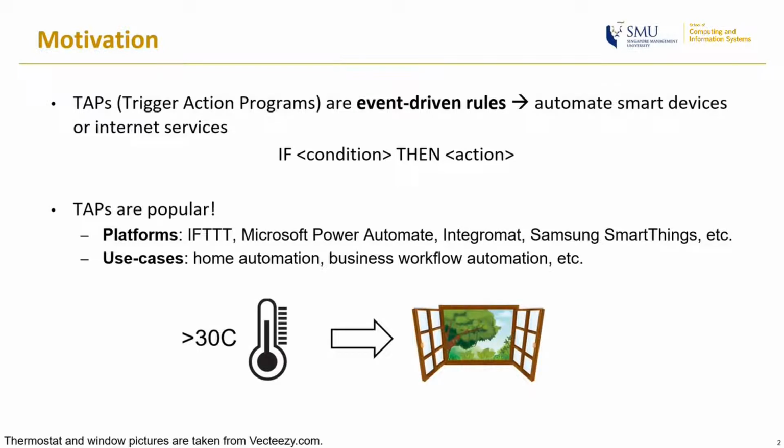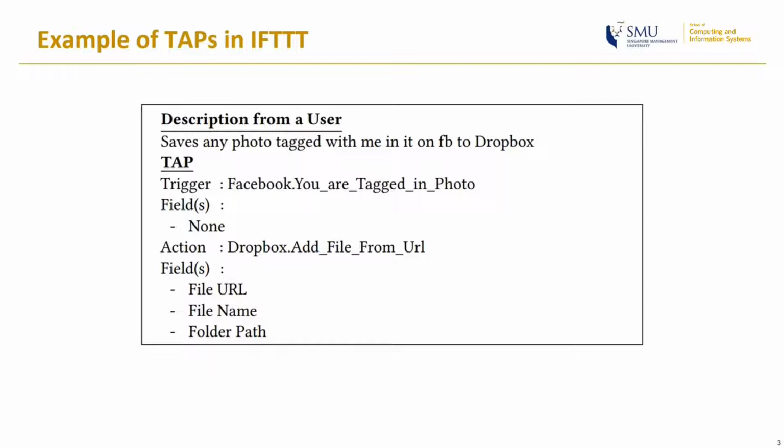For instance, using TAPs, people can create a rule to open their smart windows automatically whenever the temperature is above a certain threshold. In this work, we focus on TAP from IFTTT because first, it has a large user base, and second, the database is publicly available. However, we believe that our study can generalize to other platforms as the general idea of TAPs is similar across different platforms.